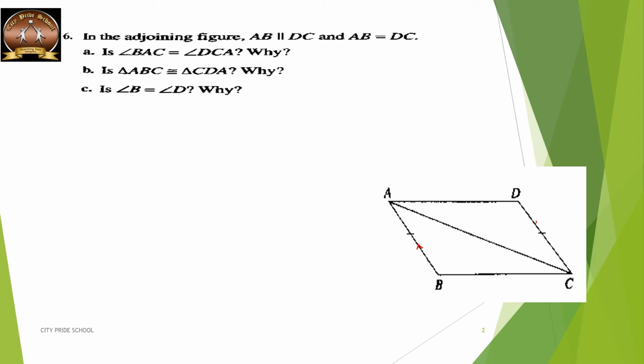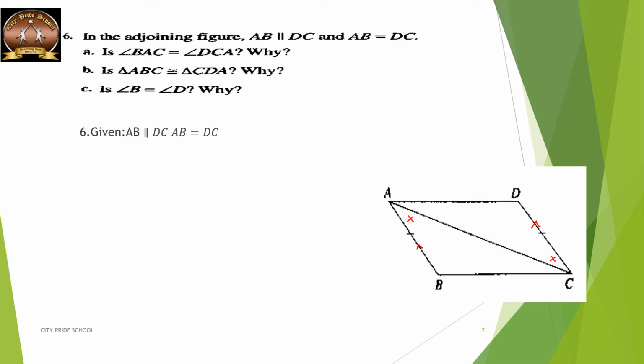It says that AB is equal to DC, which is already marked here. Now you have to say whether angle BAC, that is this angle, is equal to angle DCA, and then you have to give the reason. Secondly, you have to prove that triangle ABC is congruent to triangle CDA. And thirdly, you have to prove that angle B is equal to angle D, and you have to give the reason. So let us see what is given.